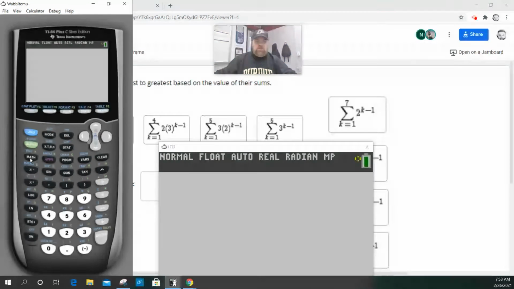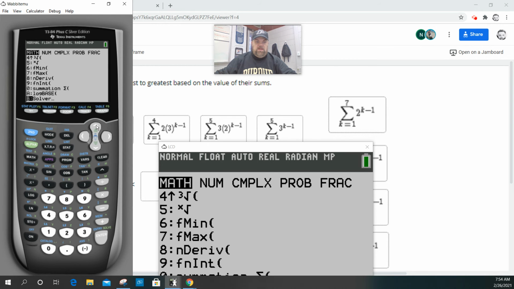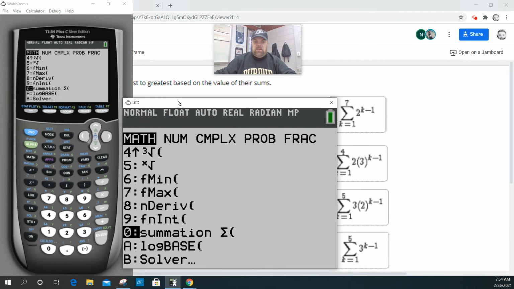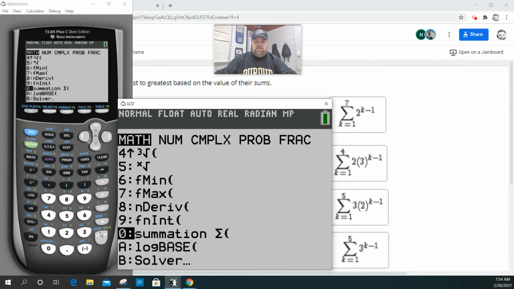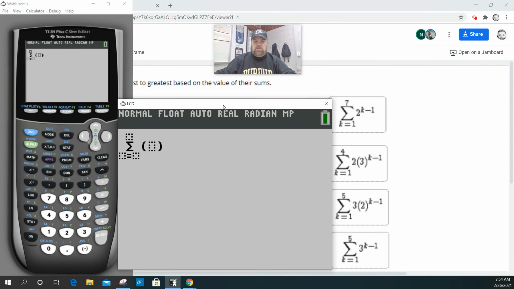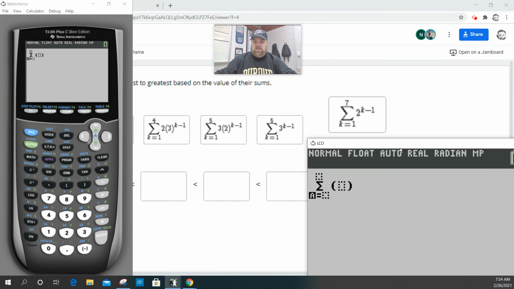So if you go to math and scroll down to where it says summation, hit enter. I'm going to plug this in as I see it, except I'm just going to use X instead of K. You can use K, it's in here, but then you have to find K on the number pad, hit the alpha key. I'm just going to use X.